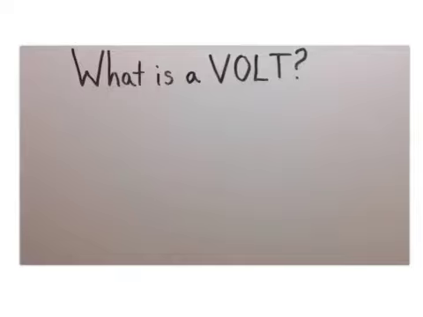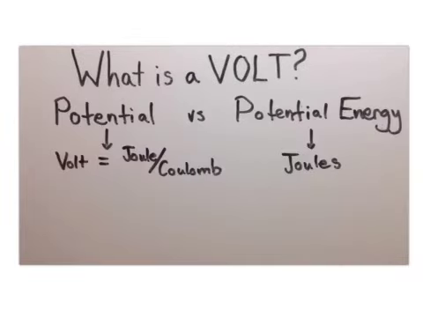Okay, so to begin with, the first question being asked is, what is a volt? All right, so a volt is the unit for electric potential, as opposed to potential energy, which is measured in joules. They are related concepts, as you might have gathered from the names. However, potential energy is not the same thing because it's measured in different units. So potential is, as you can see on the screen, a joule per coulomb.